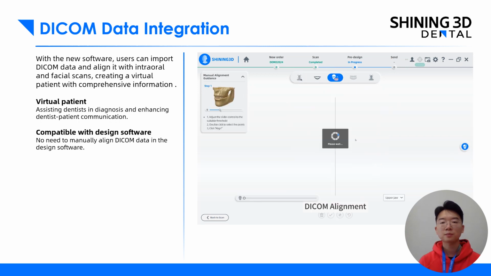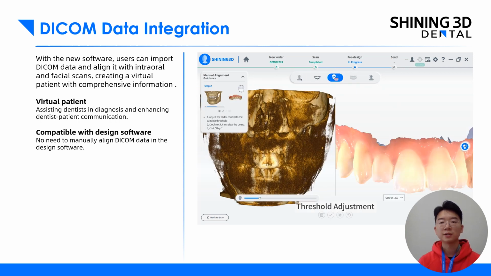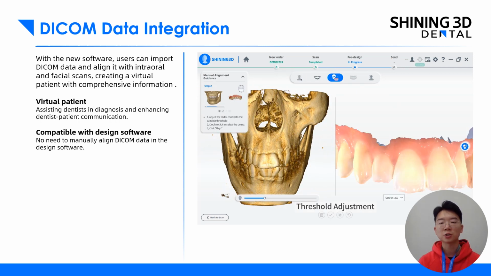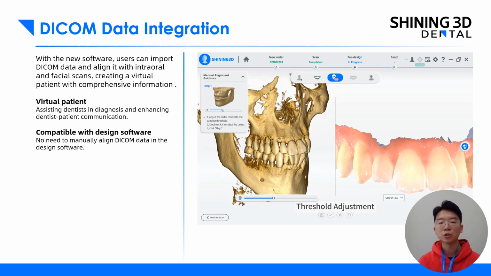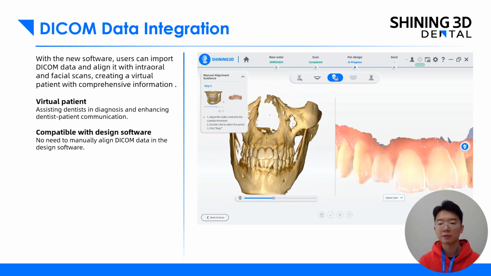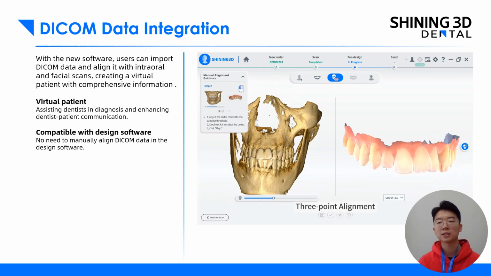And then after entering this function, we can adjust the threshold for the DICOM data. And then we need to do a manual alignment. So there is no auto alignment for the DICOM data with the intraoral data, but we can switch like upper jaw or lower jaw for the alignment.